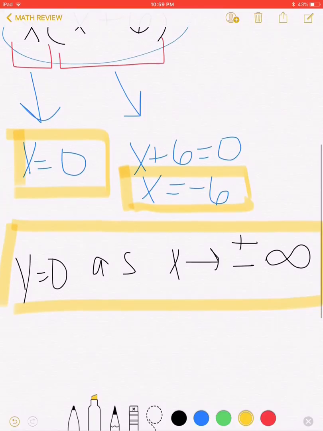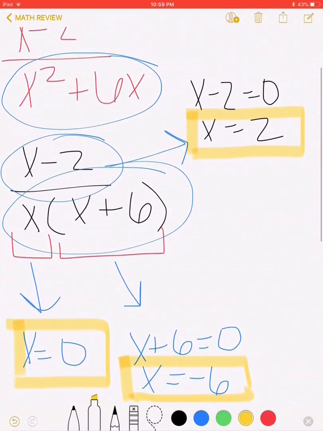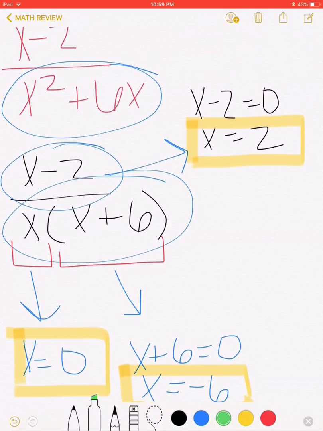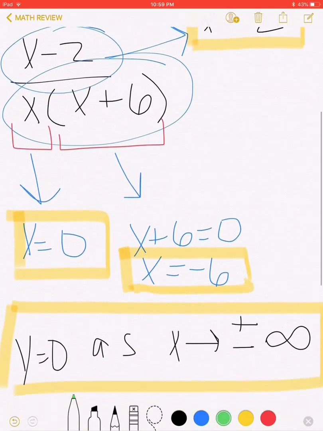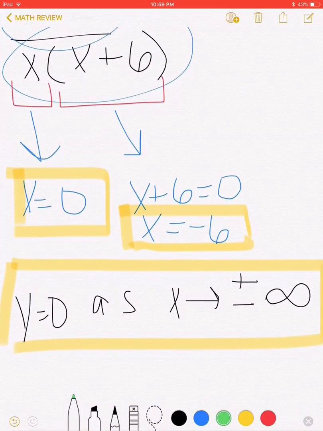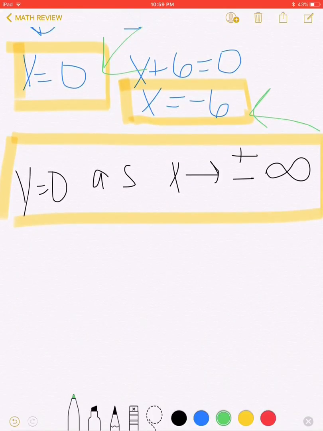So that is why we have to do this reasoning and logic for the horizontal asymptotes. So right here, this problem is going to give you the zeros of the function are 2. The vertical asymptotes are 0 and negative 6. And this right here is the horizontal asymptote. So that is all for that problem.